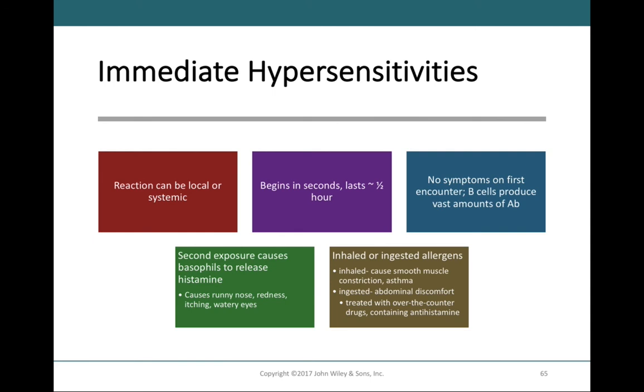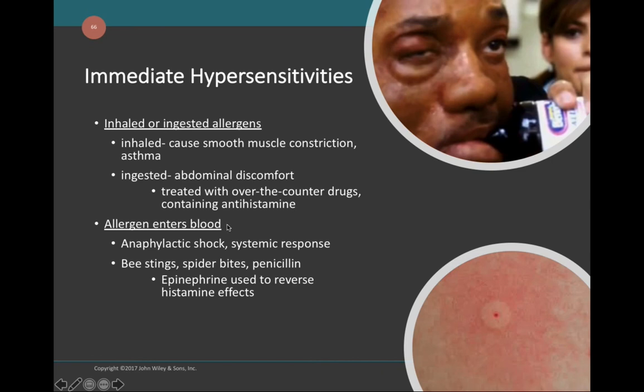Generally, allergens that cause immediate hypersensitivities affect only the area that they come in contact with. This indicates that if allergens are inhaled, this is going to affect the smooth muscle of the lungs. However, if they're ingested, this is going to lead to other conditions that will pertain to the digestive system. These are some examples of more localized immediate hypersensitivities.